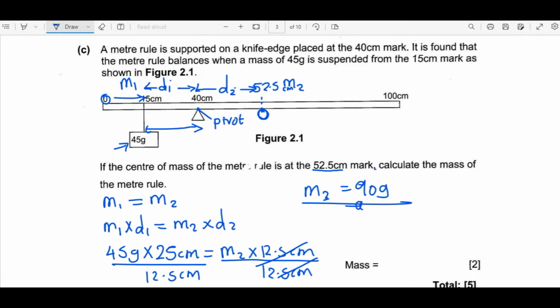So this was the mass that was here. And if you multiply, let's say 90 times 12.5, I'm getting 1125. So the moment on this side is equal to 1125. Then the moment from this side is the same, which is 1125. So since these two moments are equal to each other, then we can conclude that this illustration here is in equilibrium.